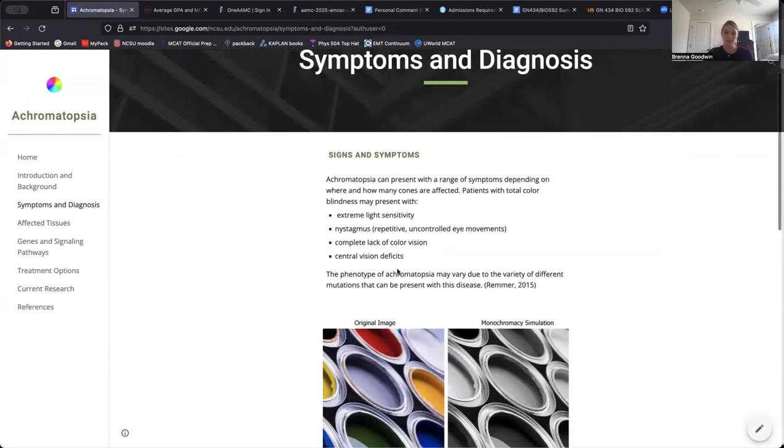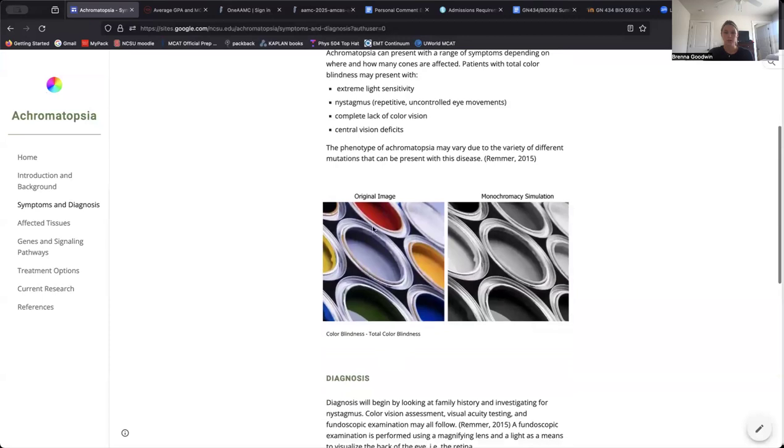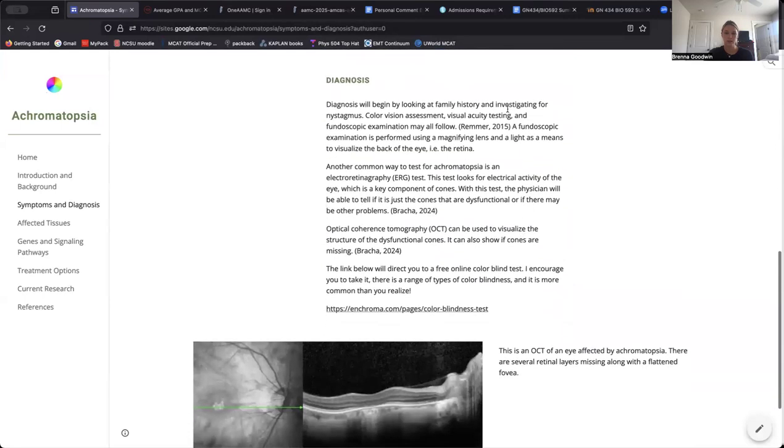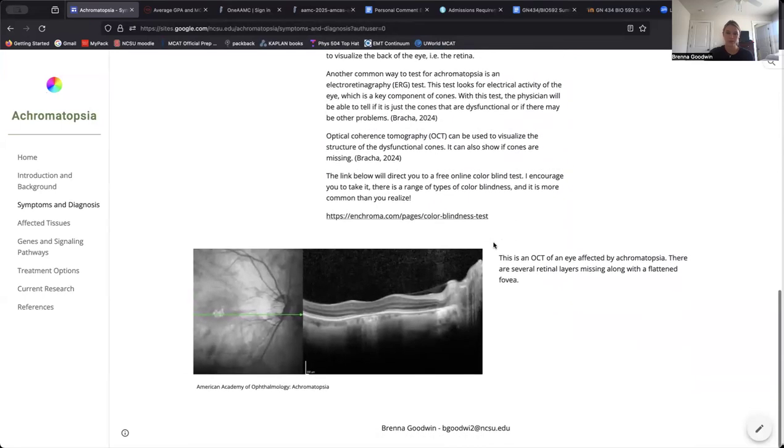So here are the signs and symptoms. I included this image here so you could see what normal vision looks like and what achromatopsia patients see, which is just black and white. Here is a list of some diagnostic tests that can be run to diagnose achromatopsia. And this is just an image of one of the diagnostic tests, which is optical coherence tomography. It can be used to visualize the structure of the dysfunctional cones.